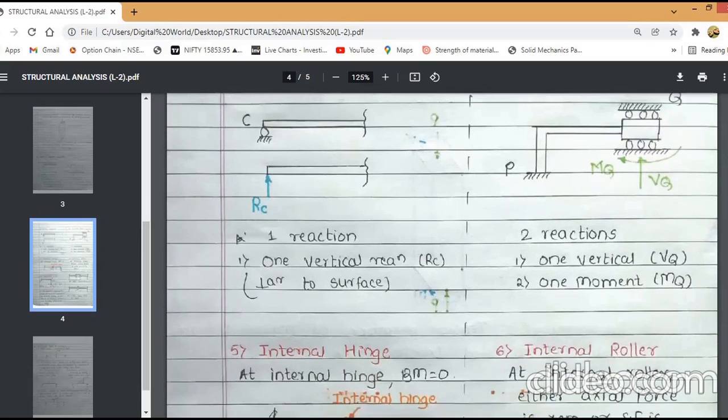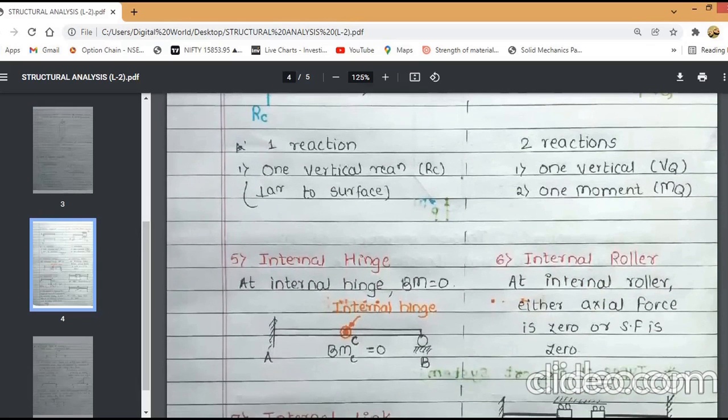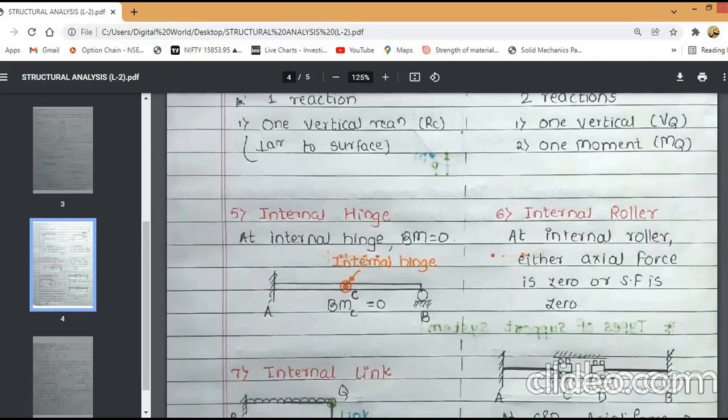The next type is internal hinge. In case of internal hinge, the bending moment is zero at that point. Here the point C is located as internal hinge, so bending moment at the point C is zero.